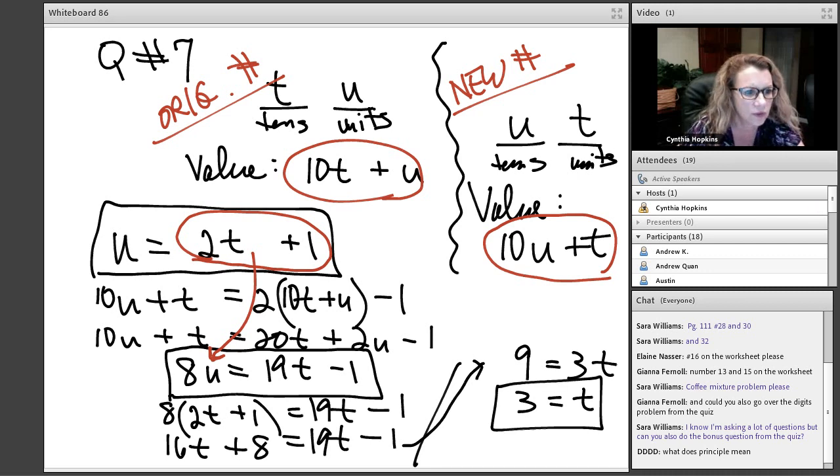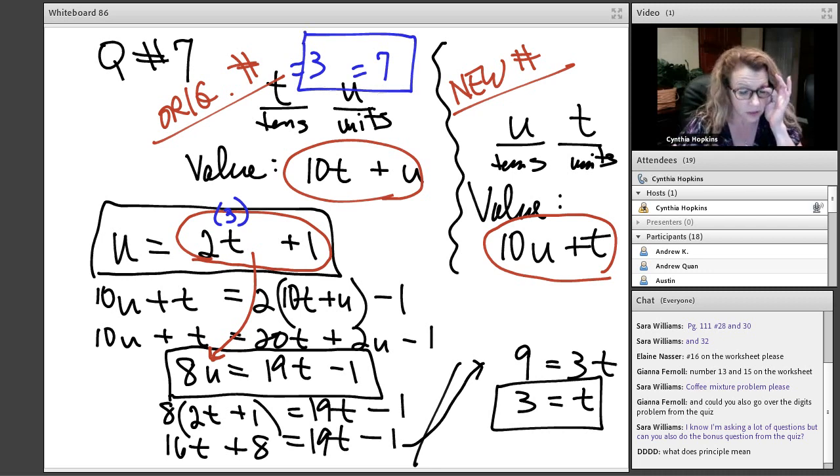Okay, so I'm going to come up here and say if my t is 3, then my u, I'm going to plug it into this equation right here. I'm going to plug in that 3 for t. So 2 times 3 is 6, plus 1 is 7. So I think my original number is 37. Okay, but I'm going to check it.